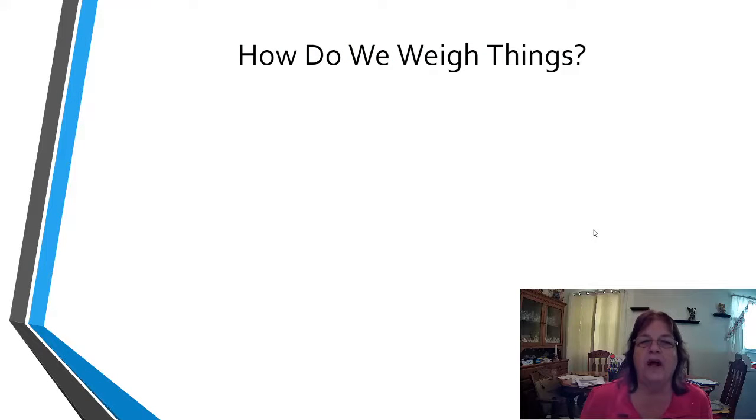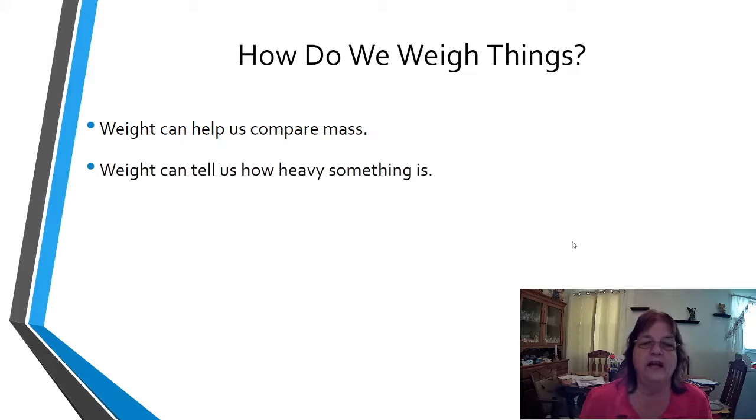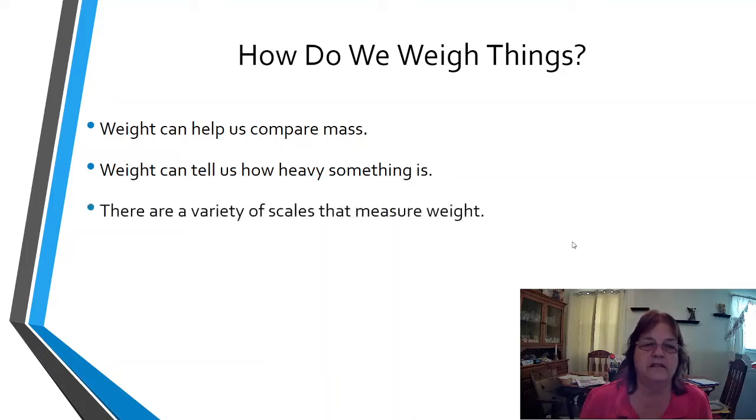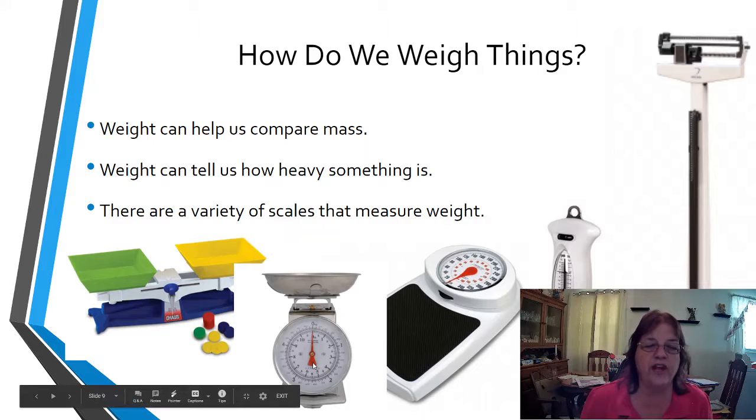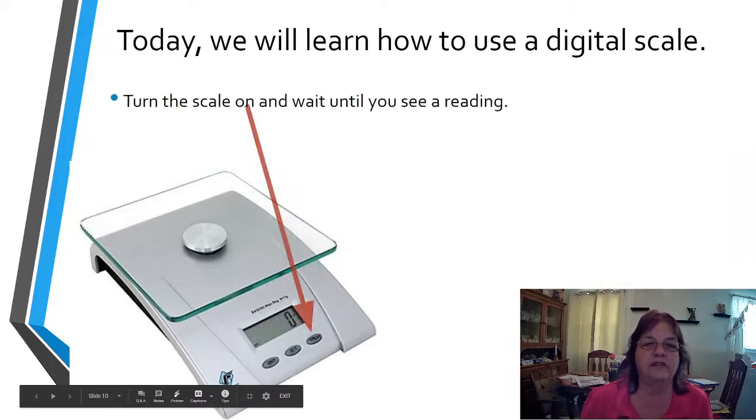And how do we weigh things? How are things weighed? Weight can help us compare mass. Weight can tell us how heavy something is. There are a variety of scales that measure weight. You have the balance scales. You have scales that tell you how many pounds. A scale that people stand on to see how much they weigh. A doctor's scale to tell you how much you weigh in the doctor's office.